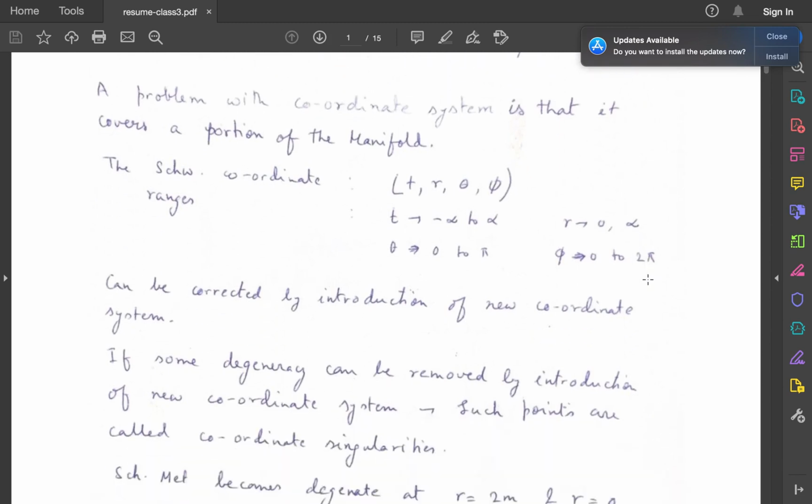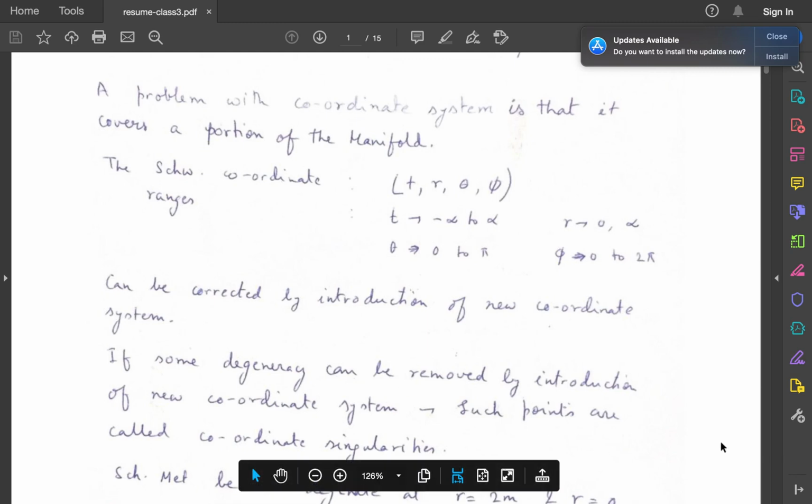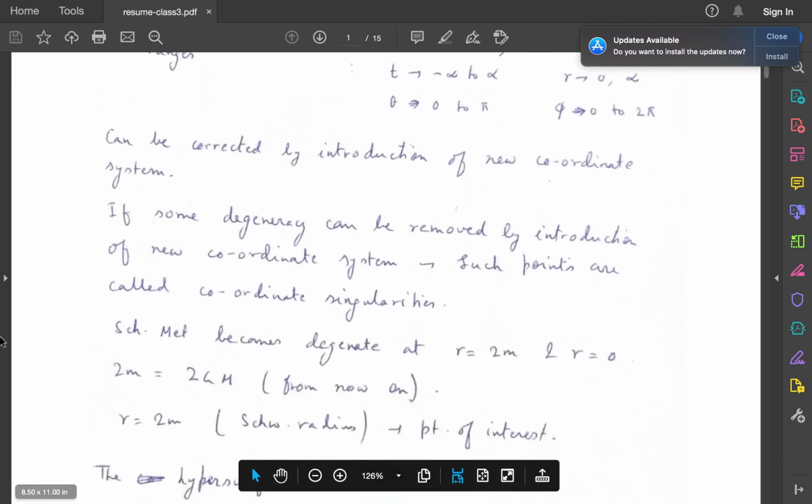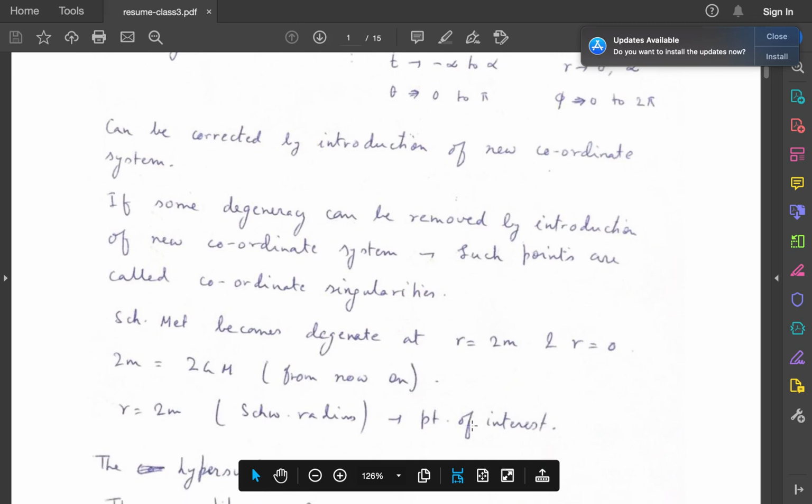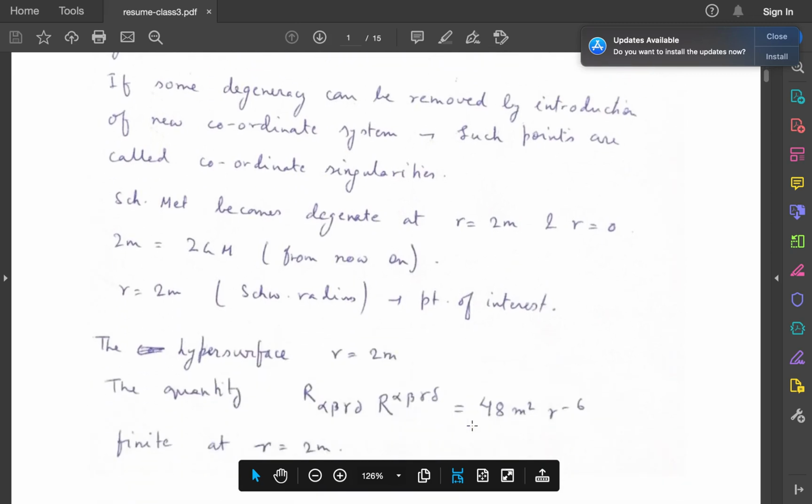This can be corrected by, see, there are problems with this coordinate. The problem in Schwarzschild coordinates is that there is some degeneracy. Okay, what are the degenerate points in Schwarzschild coordinates? The degenerate points in the Schwarzschild metric are r equal to 2m and r equal to 0. So 2m means twice GM; let us call it twice m from now on. Okay, and r equal to 2m is known as the Schwarzschild radius, which is the point of interest to us. We will come to this in a few seconds.